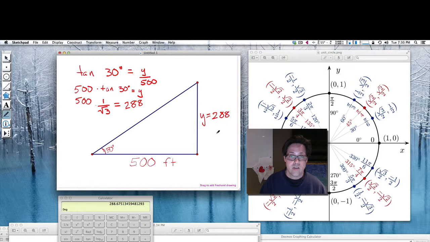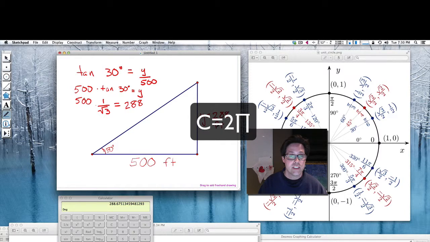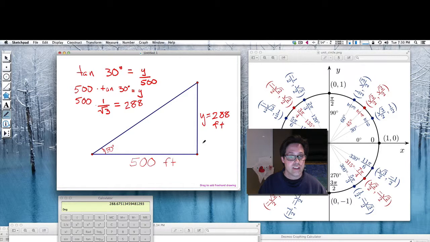And that is how we figure out the height of the rocket, or if we have a flagpole or a building or even the Great Pyramid, we can figure out its height. We need the angle and we need the baseline.